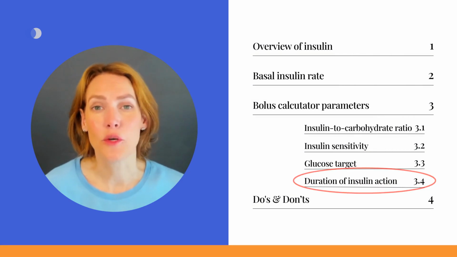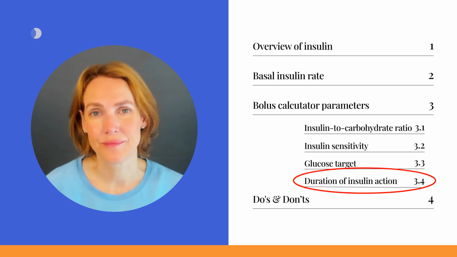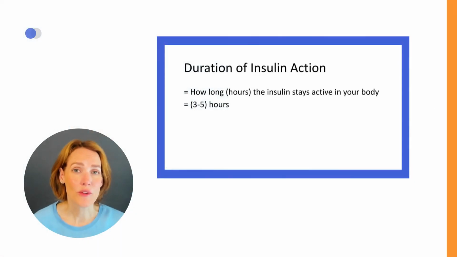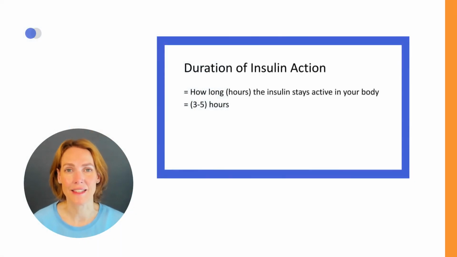Lastly, you need to set the duration of insulin action. This parameter determines how long the insulin stays active and thus how much of the previous insulin bolus is still in effect. To avoid insulin stacking, it's crucial for the pump to take this into account. Typically, this is set to 3 to 5 hours.